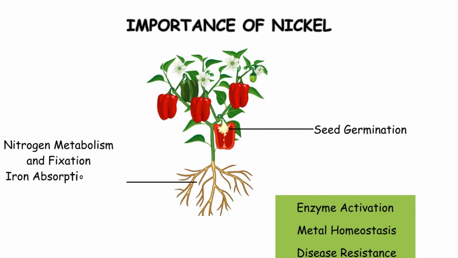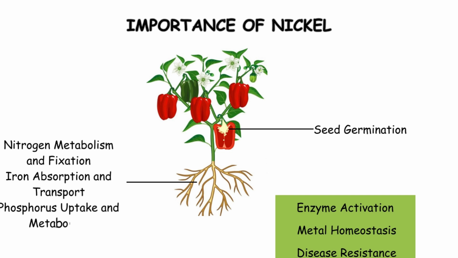It serves as an essential cofactor for urease. Nickel facilitates the hydrolysis of urea, which is a critical step in nitrogen metabolism. This process ensures the efficient utilization of nitrogen by converting urea into ammonia and carbon dioxide, and this contributes to overall plant health. Nickel also promotes seed germination in certain plant species, and we have evidence that suggests its involvement in the uptake and transport of iron.